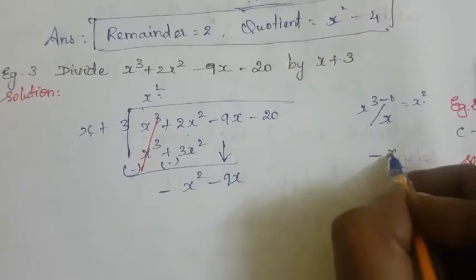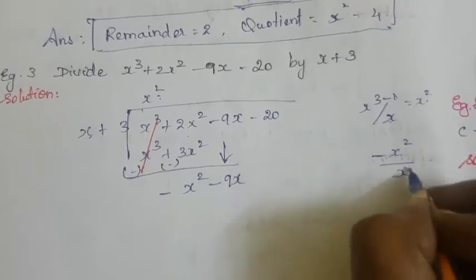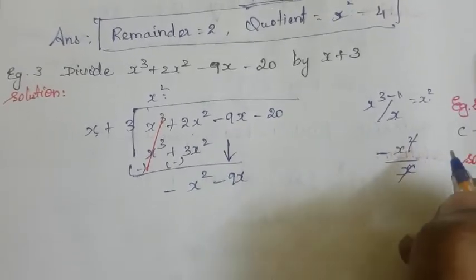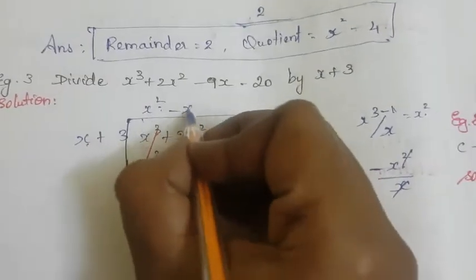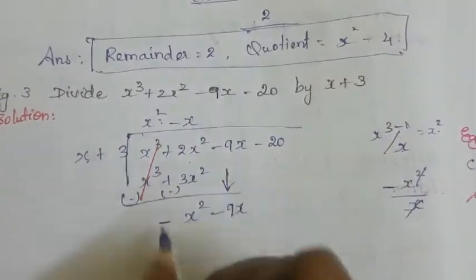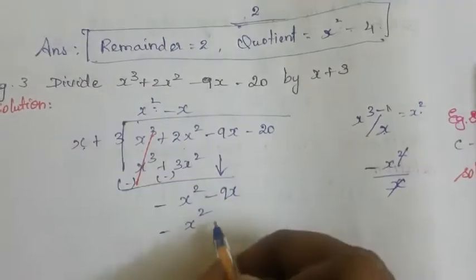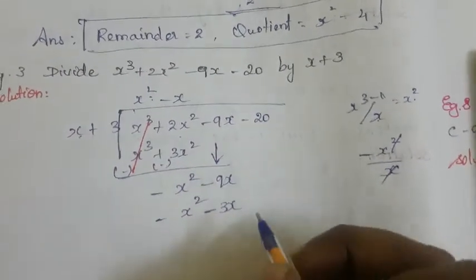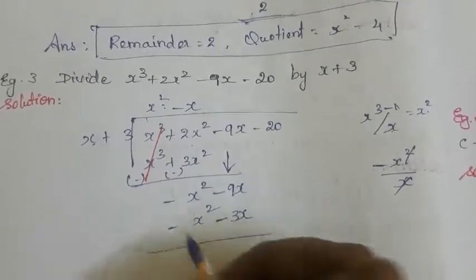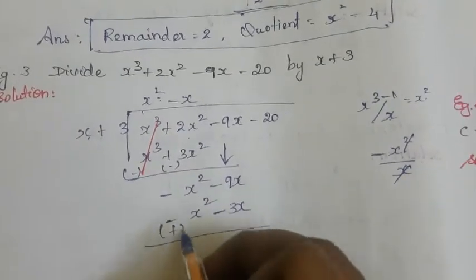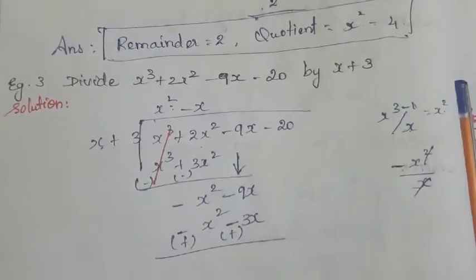So minus x squared divided by x. This and this will be cancelled, so minus x will be the quotient. Minus x into x, it will become minus x squared. Minus x into plus 3, it will become minus 3x. Okay, so if you have changed the sign, this will be plus, this also will become plus.